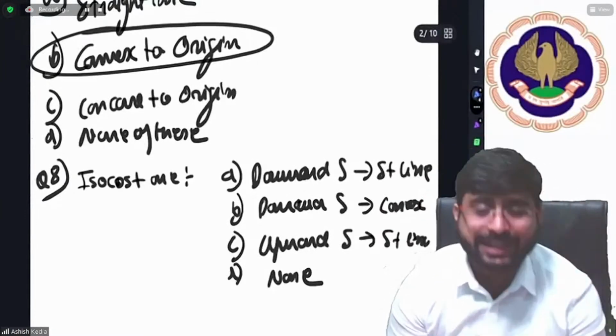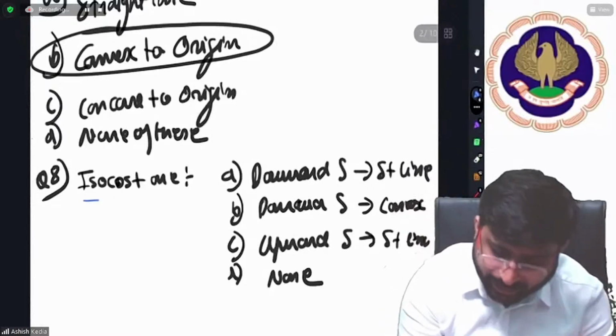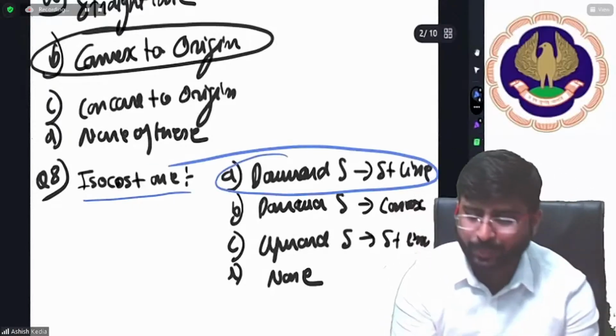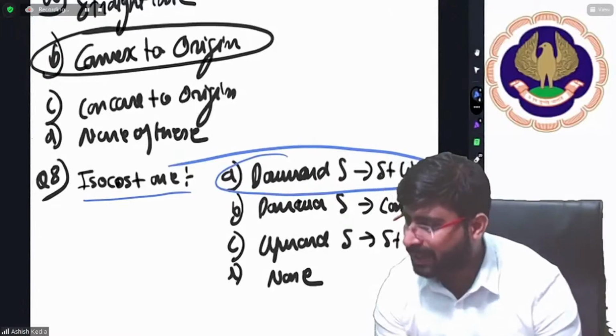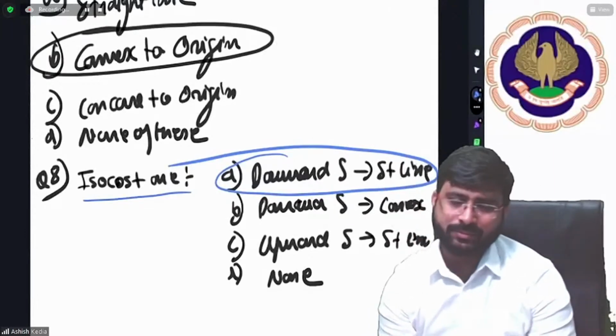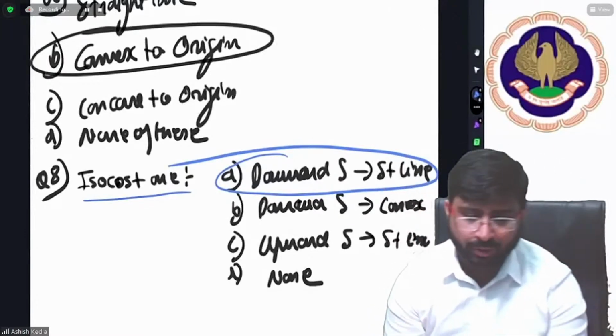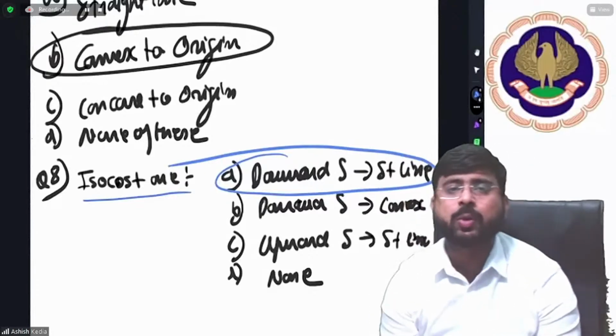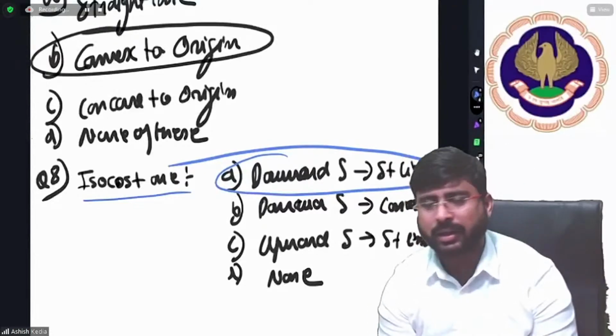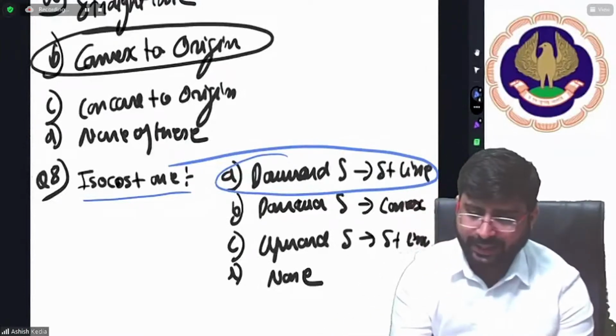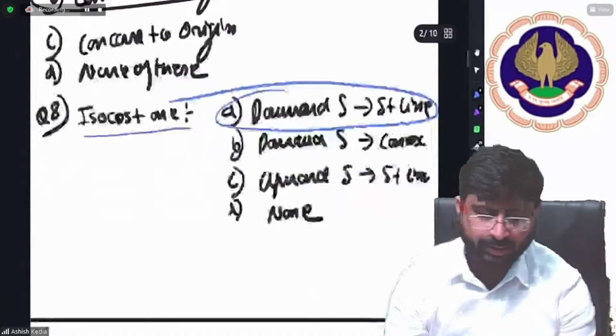So you are absolutely correct when you say that isocosts are downward sloping straight lines. Absolutely correct. You are absolutely correct when you tell me that isocosts are downward sloping straight lines. Absolutely, yes. Next question.